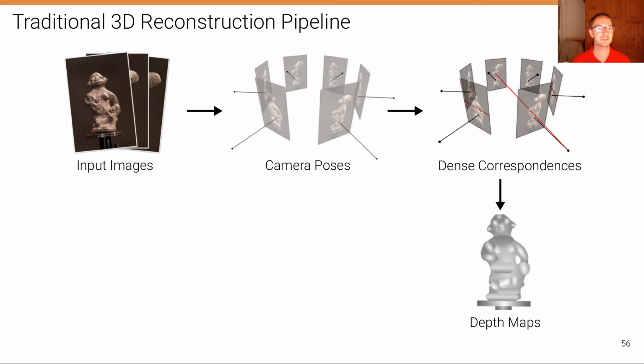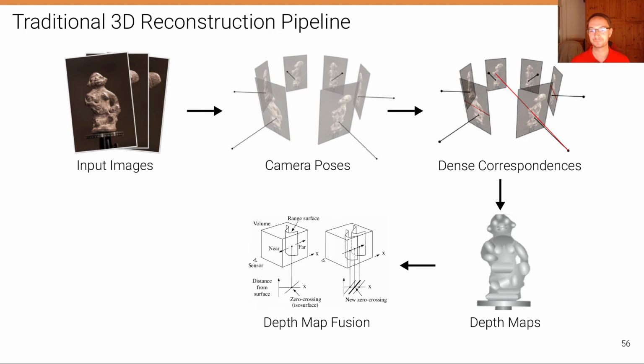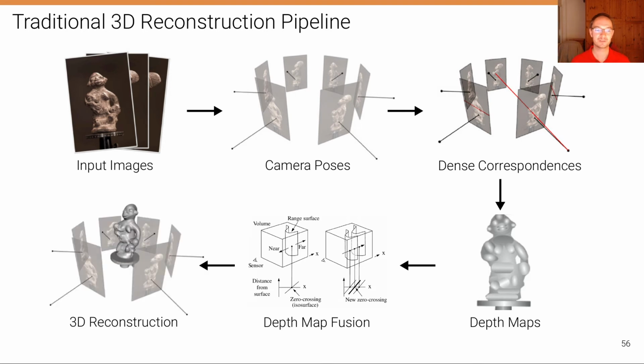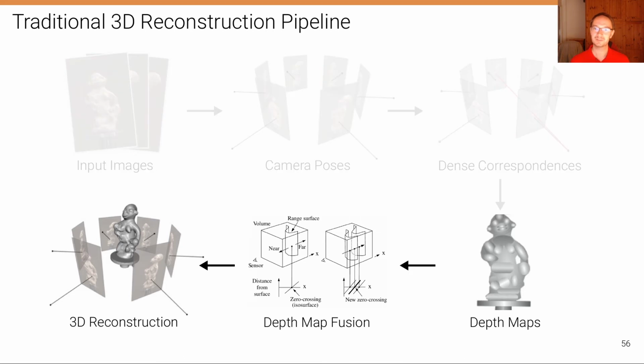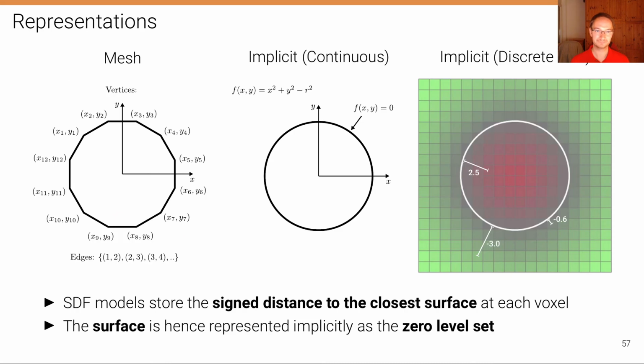And one intermediate representation that might be the outcome of such a calculation might be a depth map for each of the reference images that we have. And now depth map fusion is about taking all of these depth maps and combining them into one consistent 3D reconstruction as shown here on the left. So let's look at how this works.